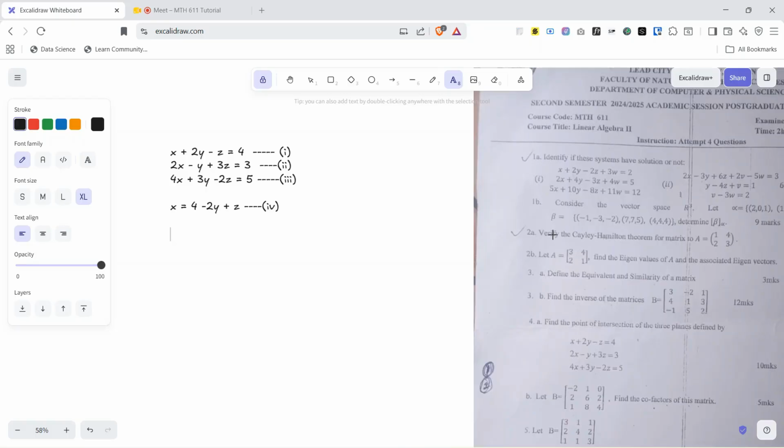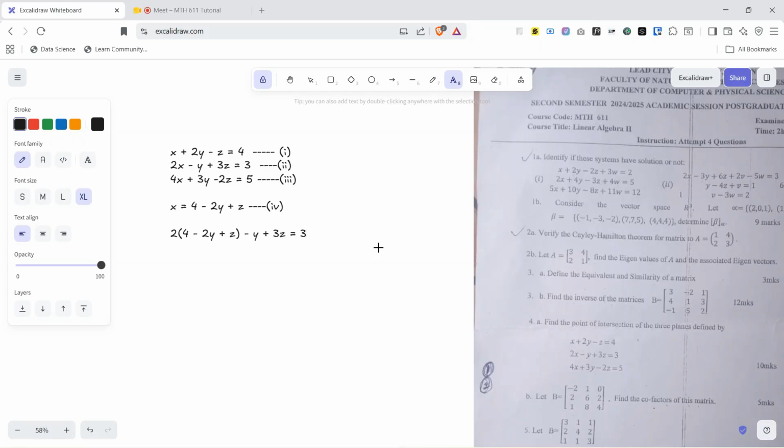We are now going to substitute x, what we have in equation 4, into equation 2 and then into equation 3. So that will now be 2 times (4 minus 2y plus z) minus y plus 3z equals 3.